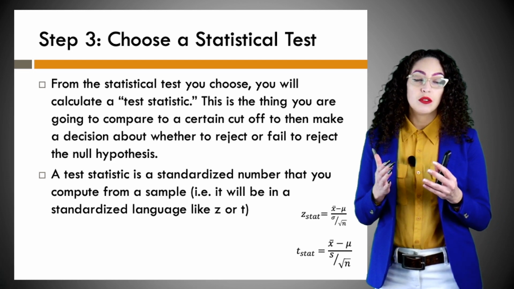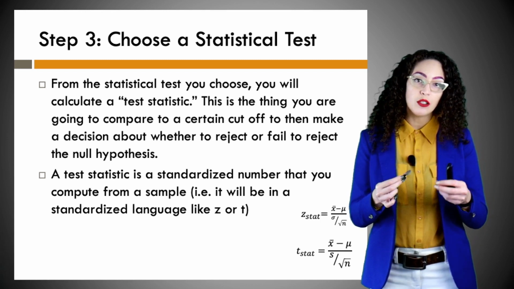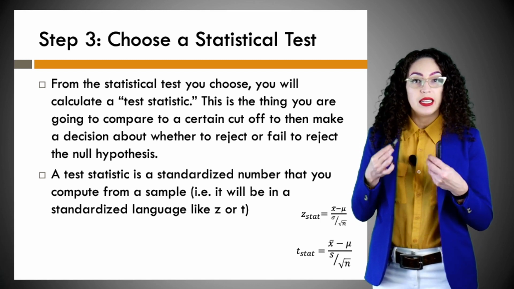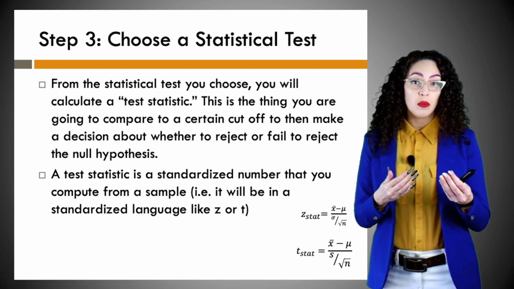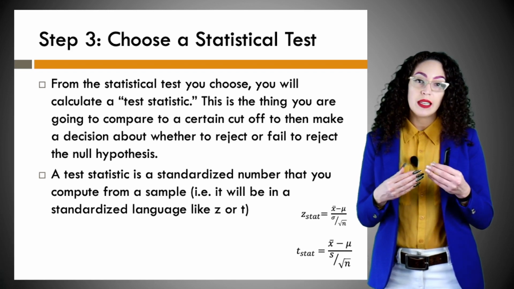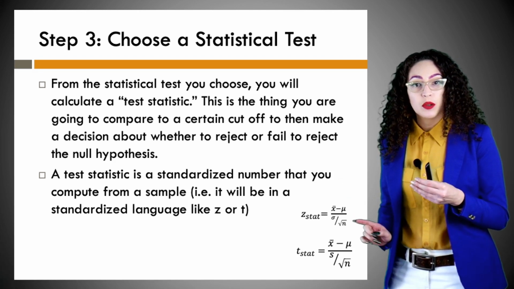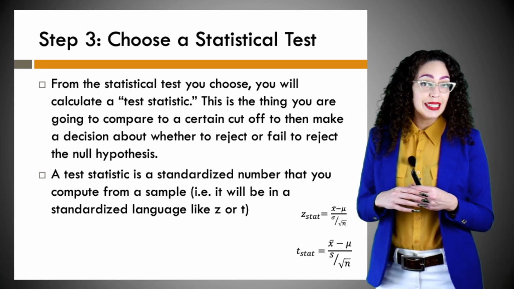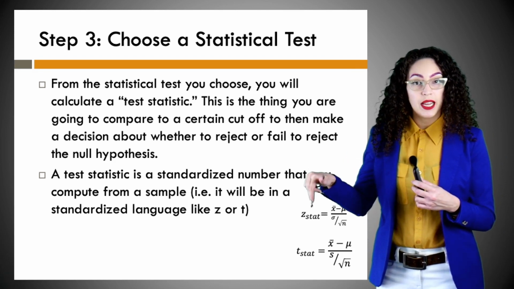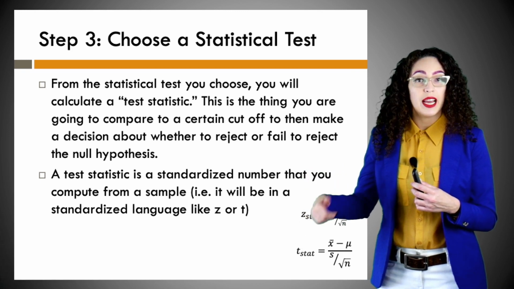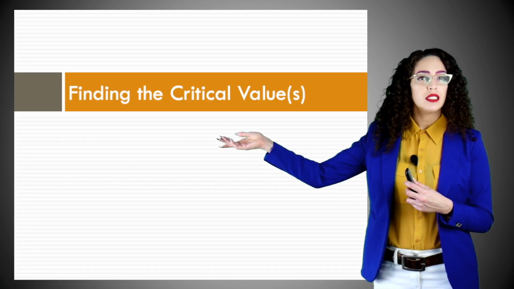Regardless of which statistical test you run, you are going to end up with a test statistic. This is the number that you are going to compare to those critical values and those cutoffs. A test statistic is a standardized number that you compute from a sample. And we've done this before when we did our first little z-tests. Remember, we were calculating the z-value for a mean rather than a person. So that's what we're doing here. We're also going to do the same with t instead of z because sigma is unknown. We then compare whatever comes out of this equation, this t-stat, to our critical values, which leads us nicely into finding the critical values.